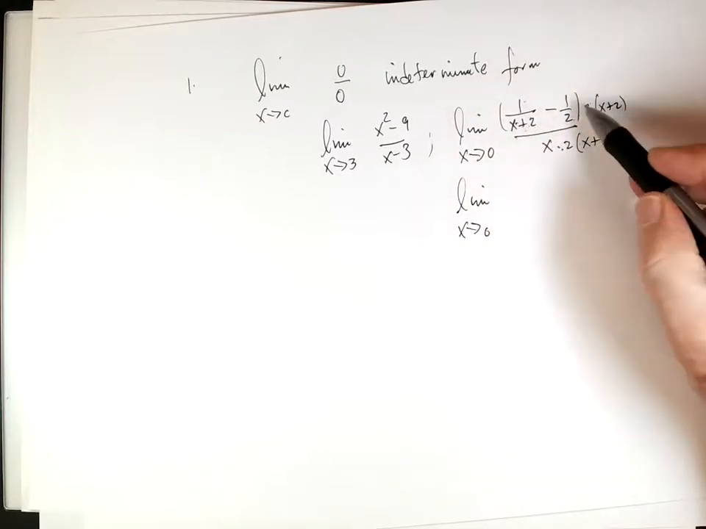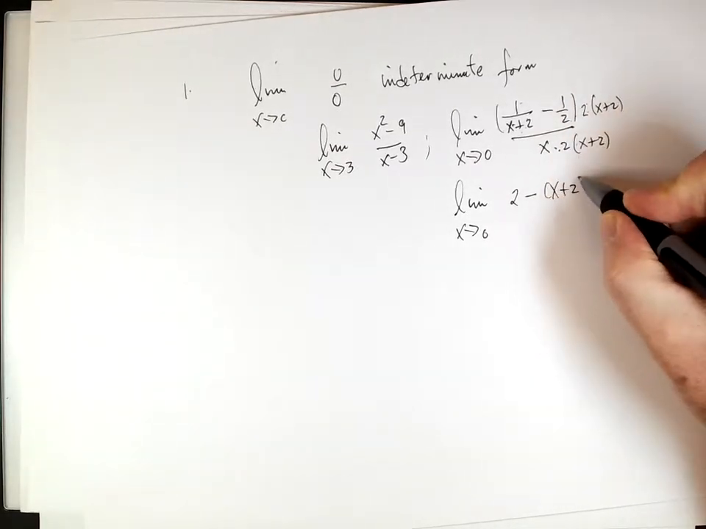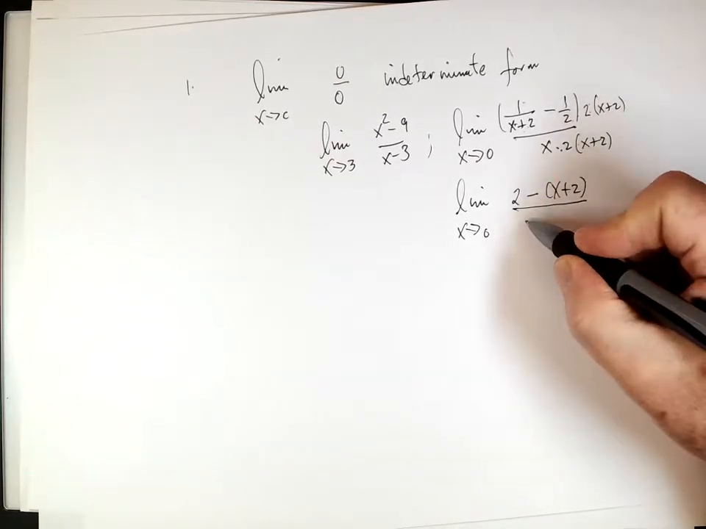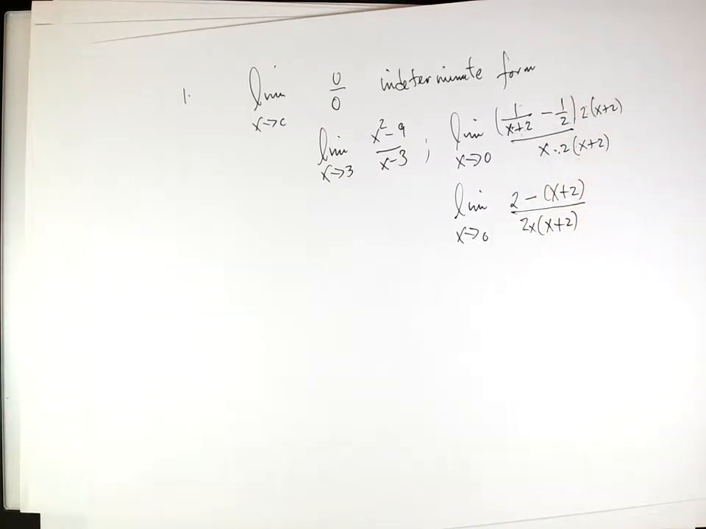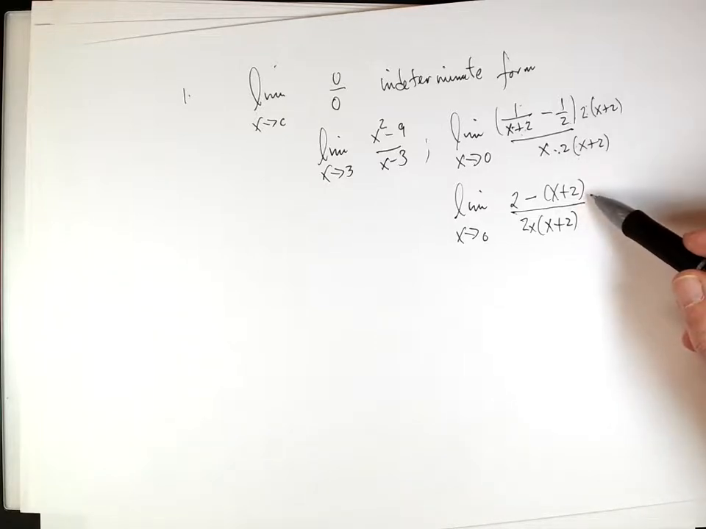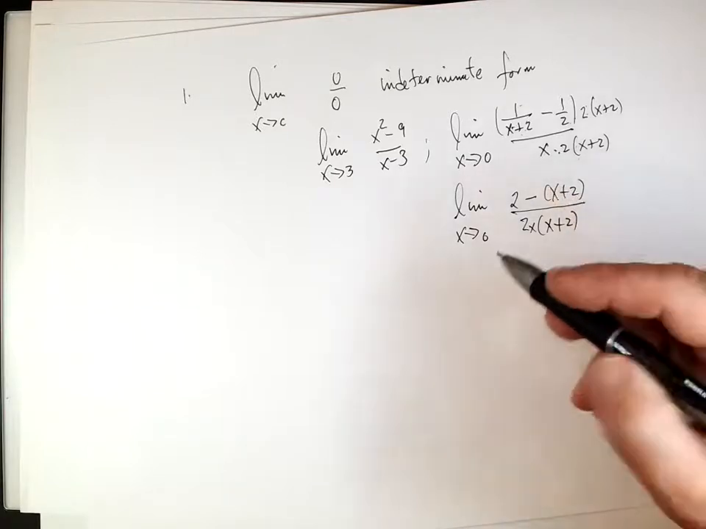The x plus 2's cancel, you get a 2. The 2's cancel, you get x plus 2. The denominator is 2x, x plus 2. What you're doing is simplifying the complex fraction. Now, when you drop the grouping symbols, what happens? The 2's will cancel. You get the opposite of x.